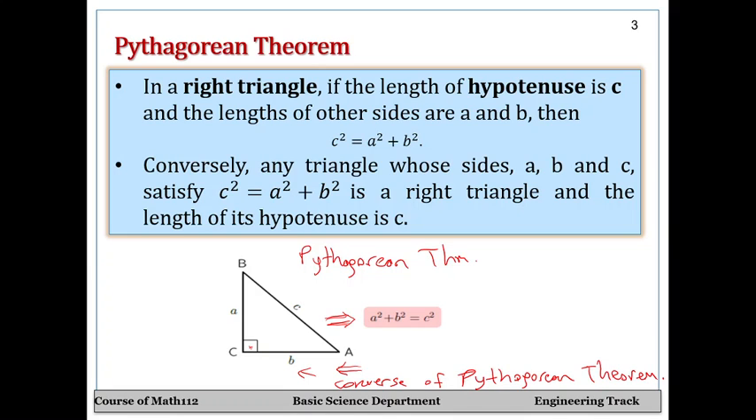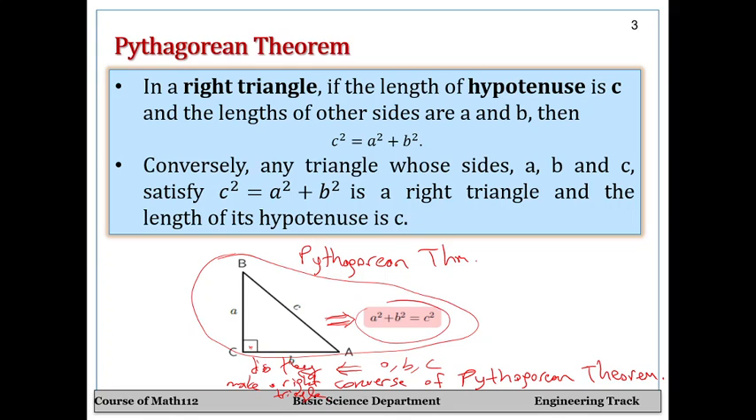So we use the Pythagorean theorem generally when two sides are given and we want to find the third side. And for the converse, generally we give the numbers a, b, c, and then ask, do they make a right triangle? In this type of question, we check the equation and say yes, they can make a right triangle.